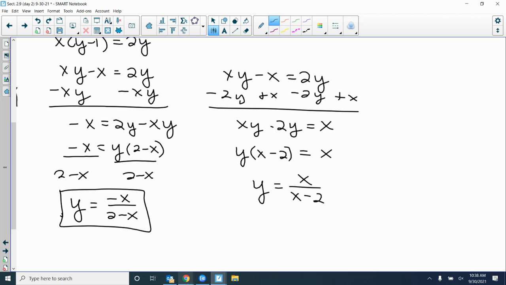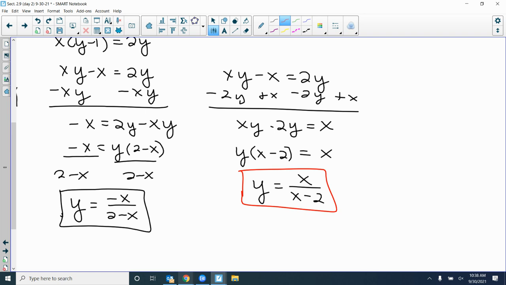Now, are they exactly the same looking at them? No, but they're equivalent. Why are these two equivalent? Sometimes, here's the deal. If you get this answer here and the answer in the back of the book is that, some people say, well, I got it wrong. I don't know what I did wrong. Well, they're the same. How can you tell they're the same? If you factor out a negative on the one right there, it actually got a negative factored out of the top and bottom.